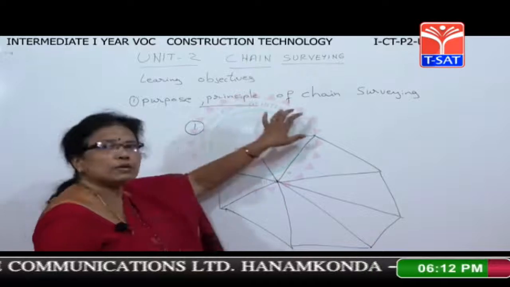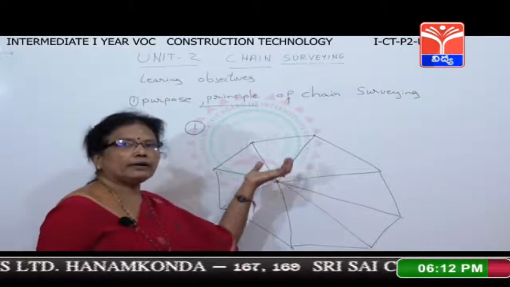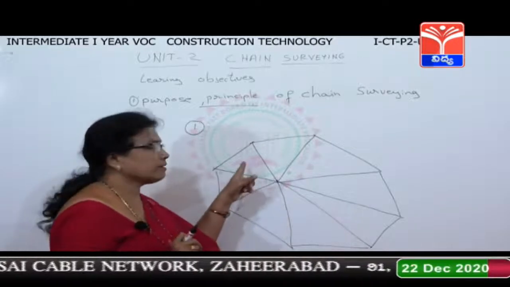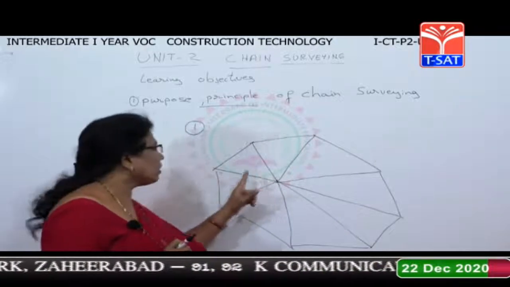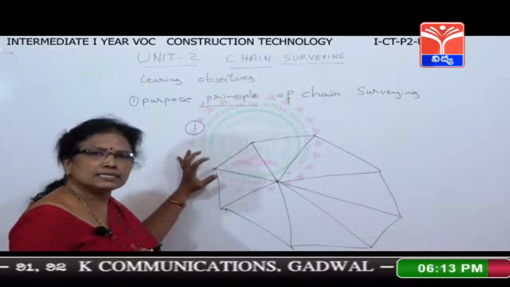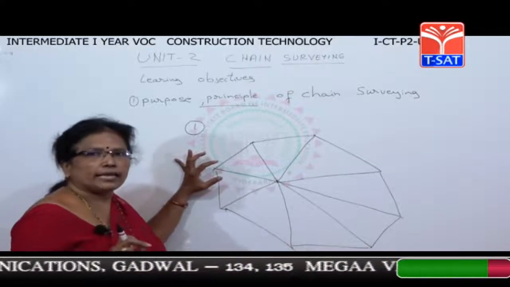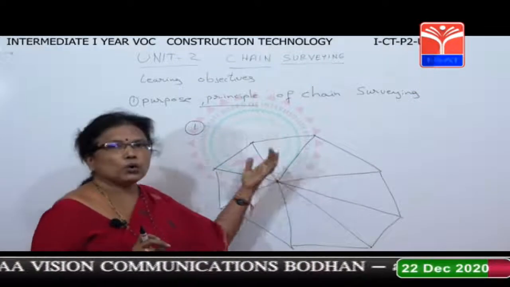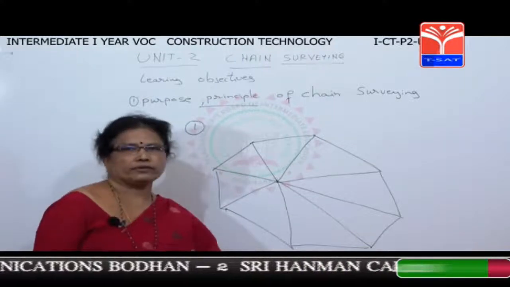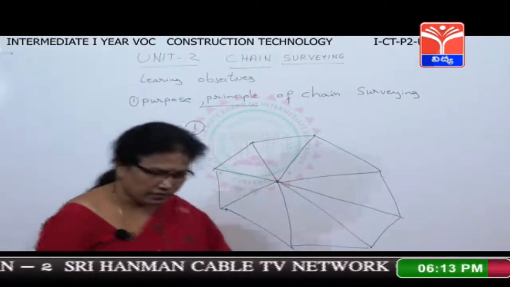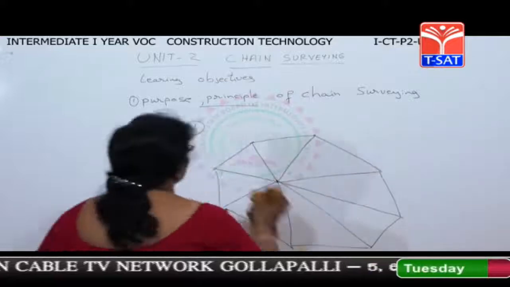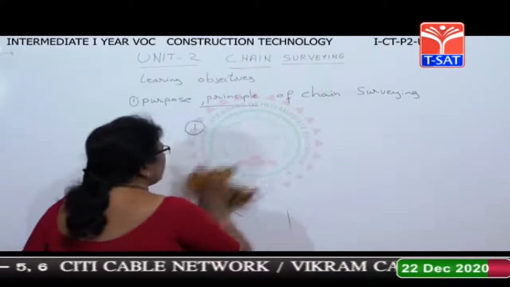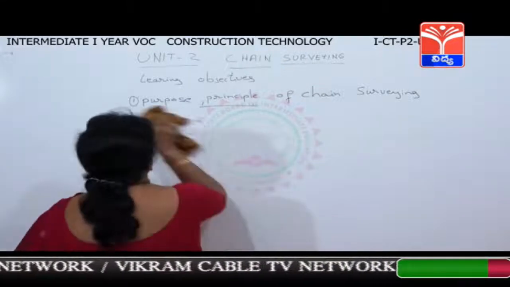So the main principle of surveying is to divide the area into small parts, and that too in which part? Triangle. Why triangle? Because triangle is the simplest figure for taking measurements as well as to calculate the area. Hence, we divide the whole area into a network of triangles. That is the main principle of surveying. Now, coming to the next, we have completed purpose and principle of surveying. Now, next is equipment used in chain surveying.